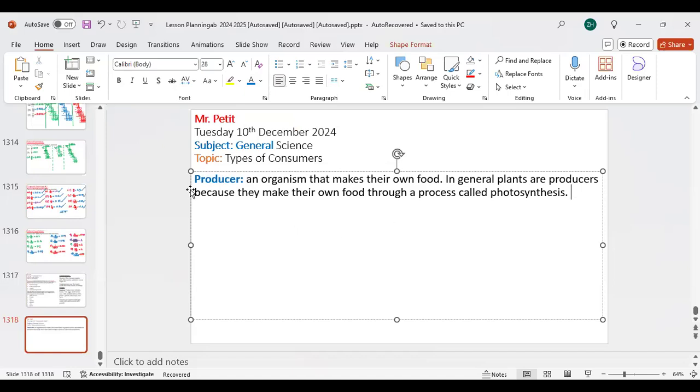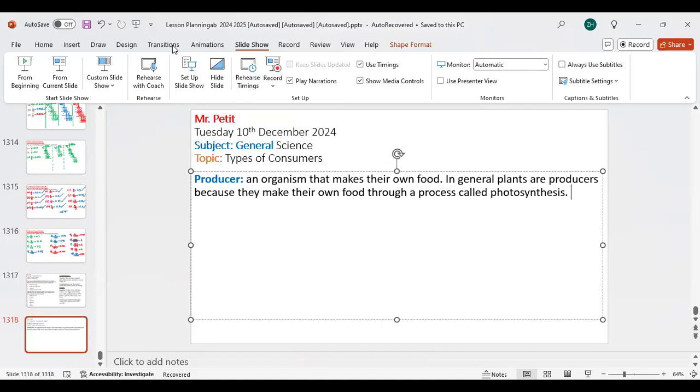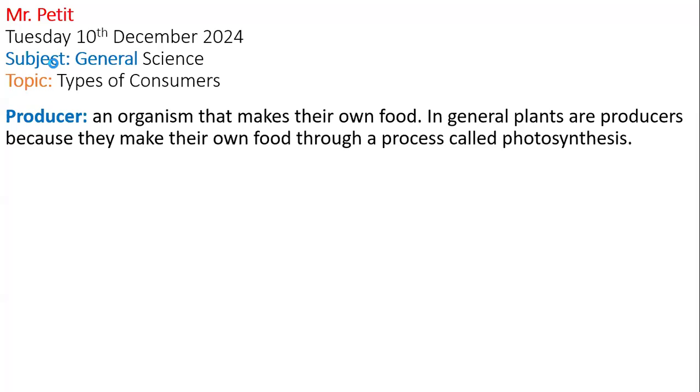Ajani, can you read the definition of a producer for me? Producer: an organism that makes their own food. In general, plants are producers because they make their own food through a process called photosynthesis. Very good.